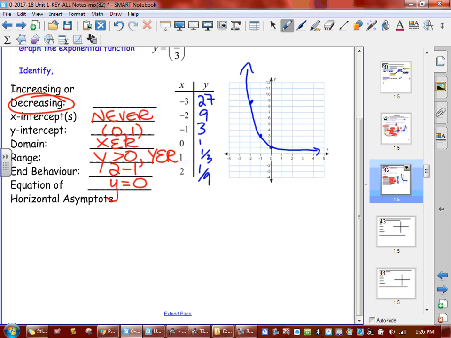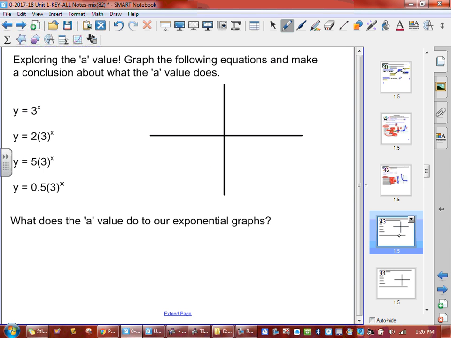Alrighty, let's take a look at the next one. The next one we're going to compare 4 different functions. Are you ready? Clear question? No? Okay. So we're going to now take a look at what the a value does. So what did we notice in the last 2 equations? What did the b value do?